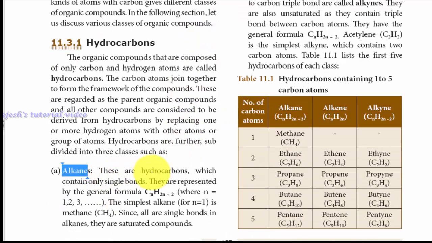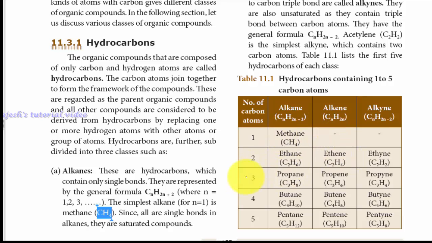Alkanes are the hydrocarbons which contain only single bonds. Because they have only single bonds, they are saturated compounds. Alkanes are saturated compounds. They are also called paraffins. They are represented by a general formula CnH2n+2, where n is nothing but the number of carbon atoms. It is just a number 1, 2, 3, which represents the number of carbon atoms. The simplest alkane is methane. That is, the first alkane which contains 1 carbon atom is methane.